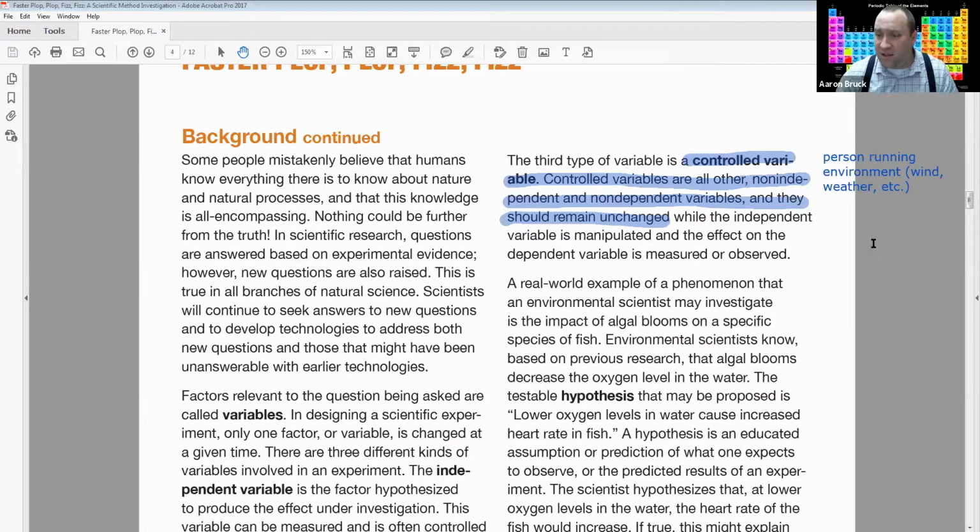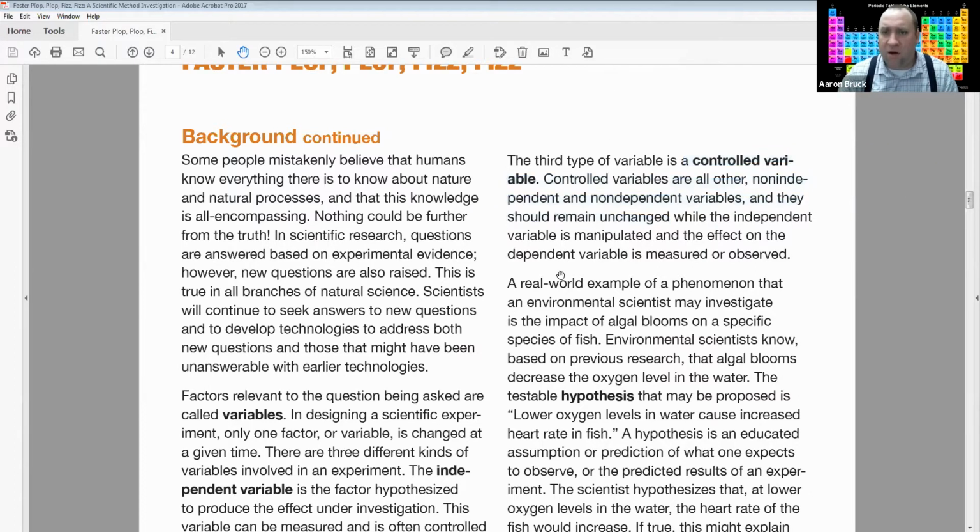We look at other factors like time of day, temperature of the environment. All of those things would be controlled variables, things that we would want to look at from day to day to day and keep them as consistent as possible. So those are the three types of variables.